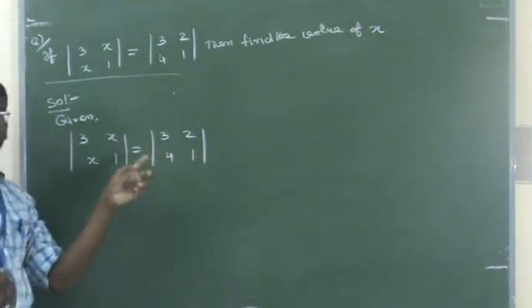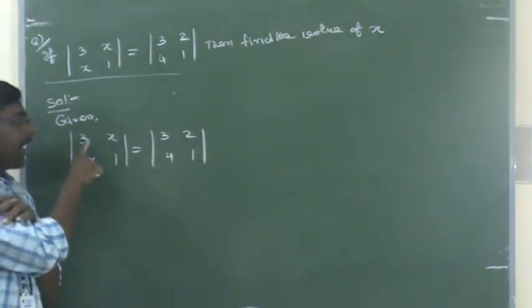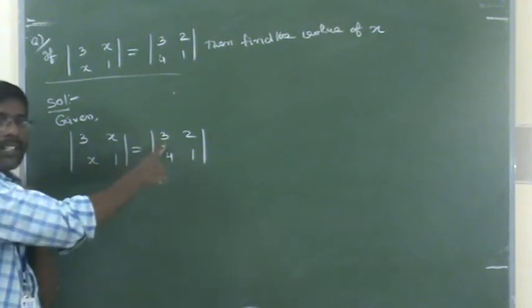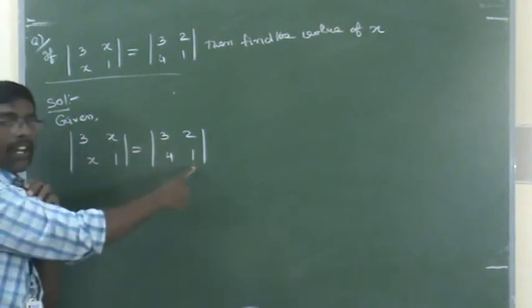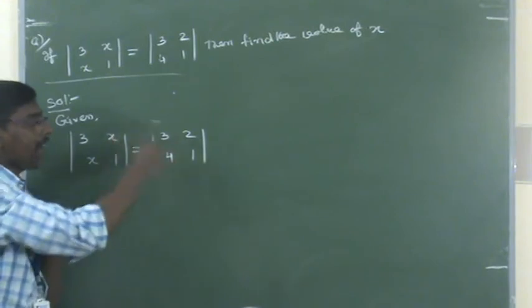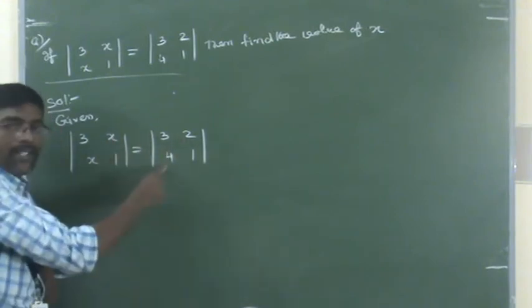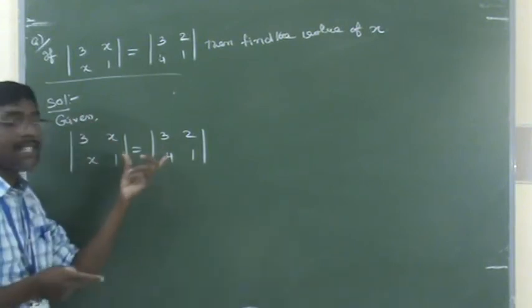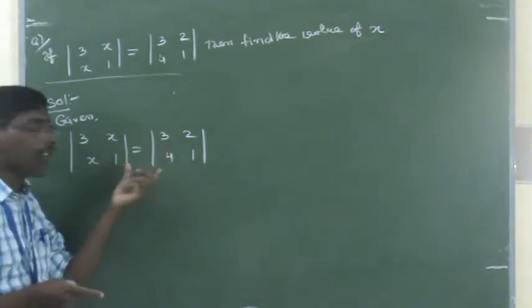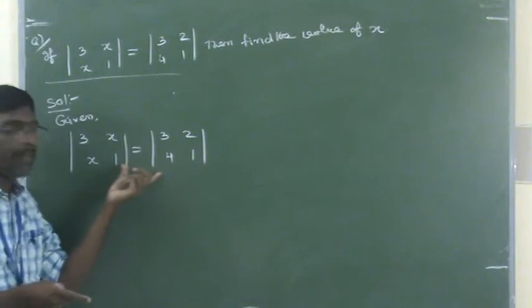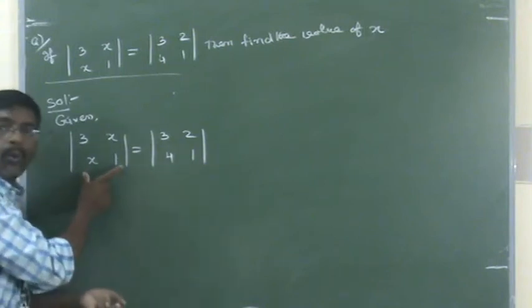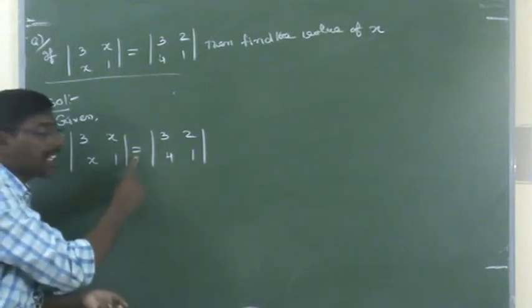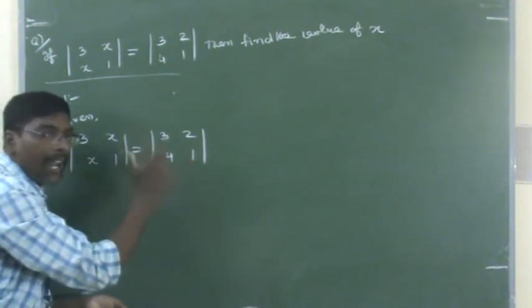So many students are thinking about that. Here 3 is there, here also 3 is there, here 1 is there, here also 1 is there. So one value of x is 2, one value of x is 4. Like this we will say it is your answer. This is called a determinant. Two determinants are equal means this value calculation equals this value calculation.